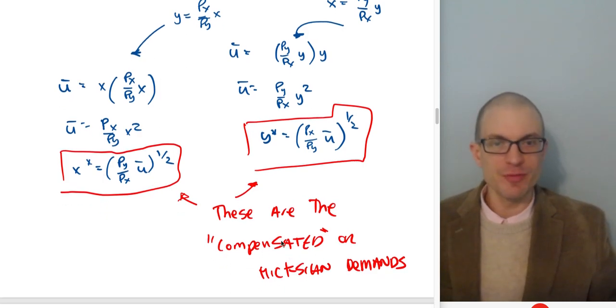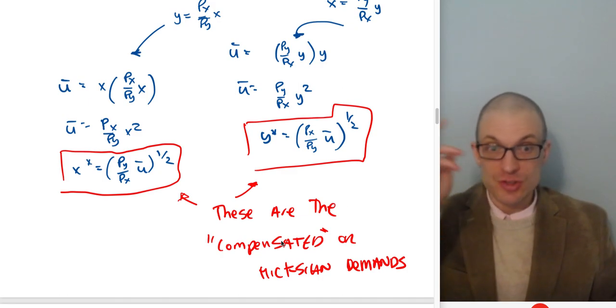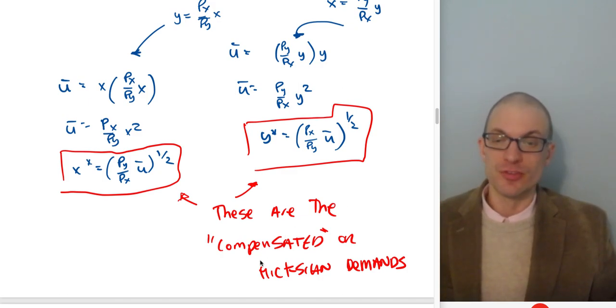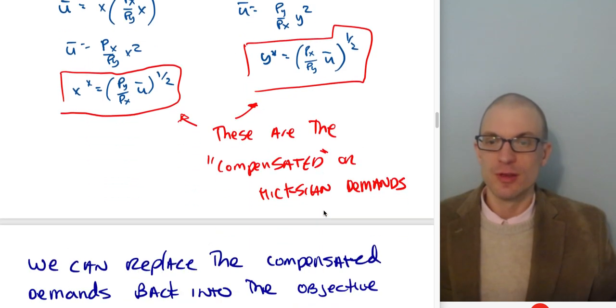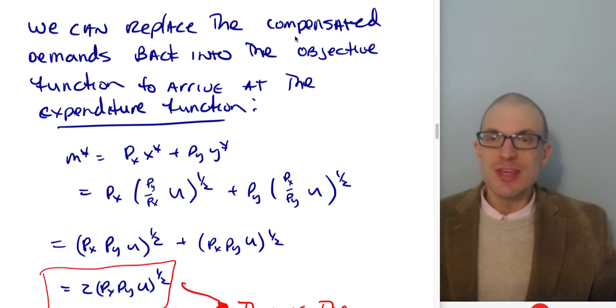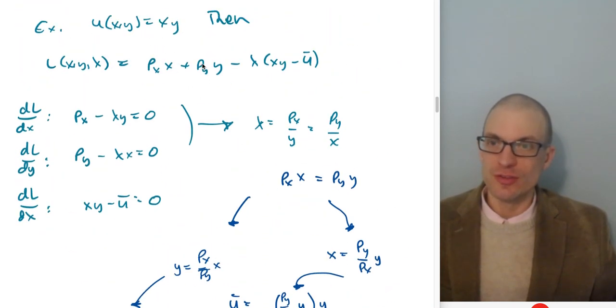These are still demands, though. The outcome of the consumer's expenditure minimization problem is our Hicksian demands, our compensated or Hicksian demands. These give me my optimal amounts as a function of prices and this utility level. We can replace these optimals into the objective function. Now the objective function is this part.